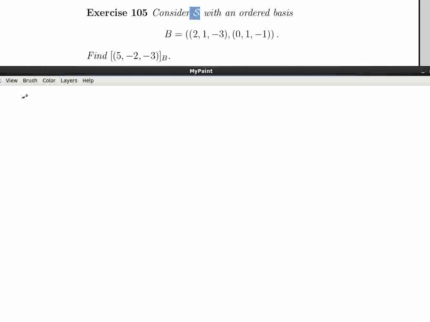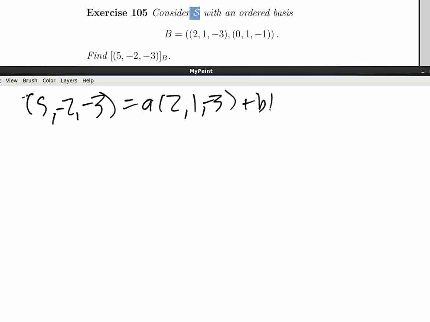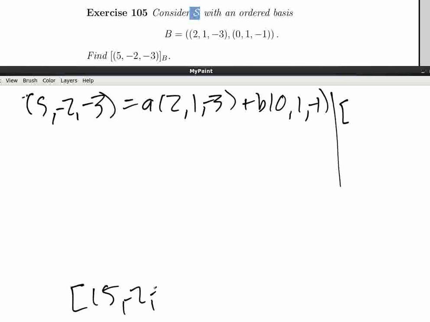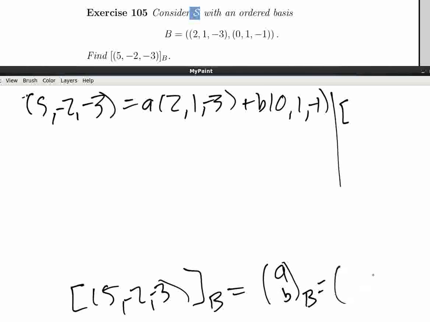So what I can do is figure out how to write this as A times the first one plus B times the second one. And then my coordinates will be, maybe I'll write this at the bottom because I'll have to do it anyway, 5, negative 2, negative 3 with respect to the basis is going to be equal to A, B. I'll actually figure out what A and B are, and this is going to be the final answer. So I just need to figure out what A and B are.